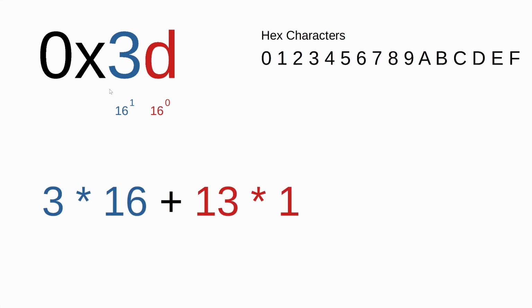So now if we wanted to figure out what this is, we would convert each of these numbers into its decimal equivalent. So 3 remains 3 because we have a decimal equivalent for that. So 3 times 16 plus D, and we have to look at what D would be. 10, 11, 12, 13 would be D in decimal, 13 in the ones column. And combining that, we get 48 plus 13, which equals 61.